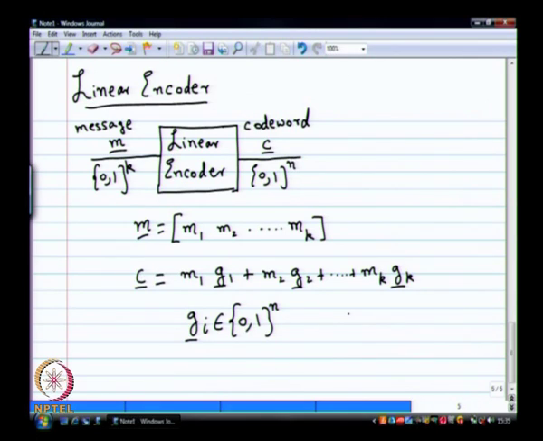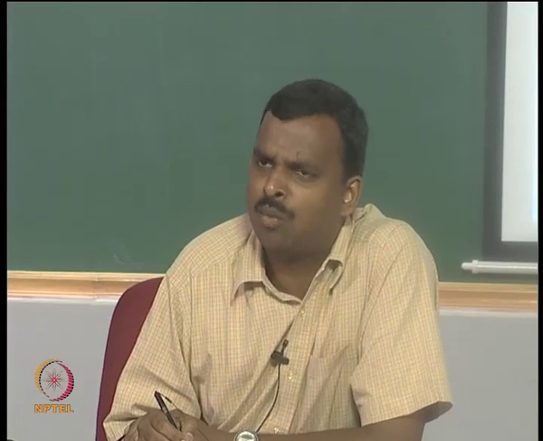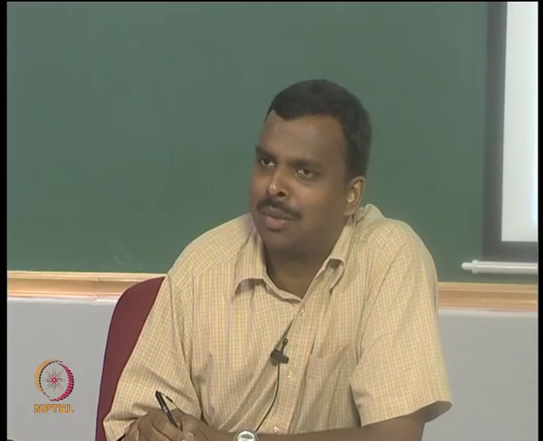So then what else should I specify? Let me see. Nothing more needs to be specified. Everything is clear. What is m1 times g1 bar? What does that operation mean?